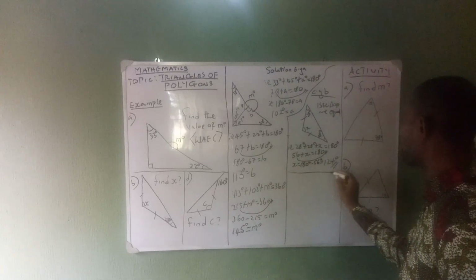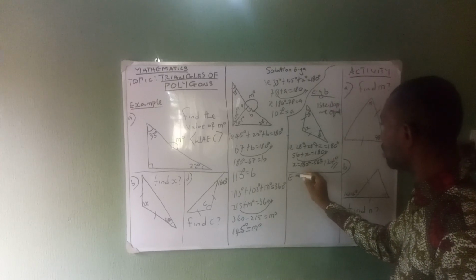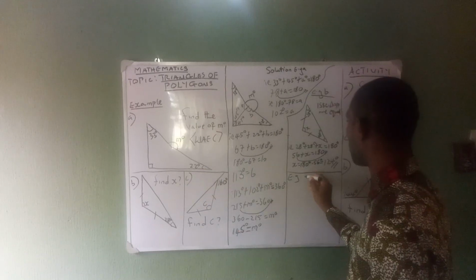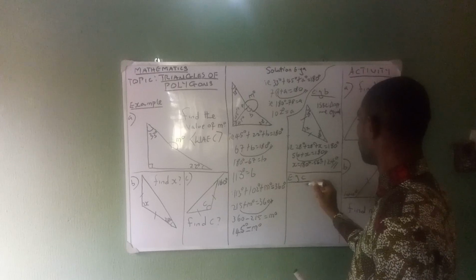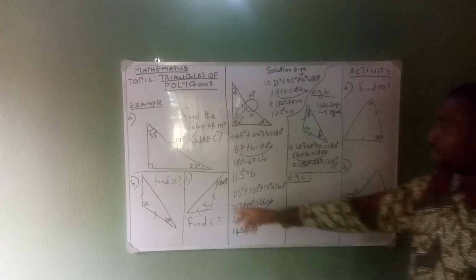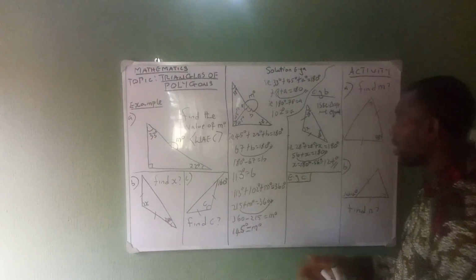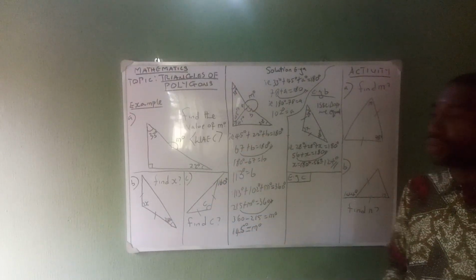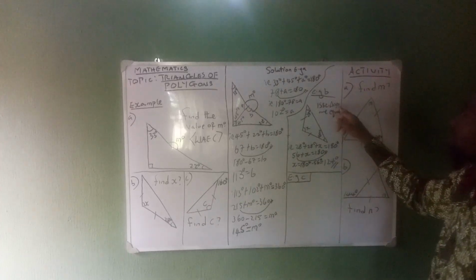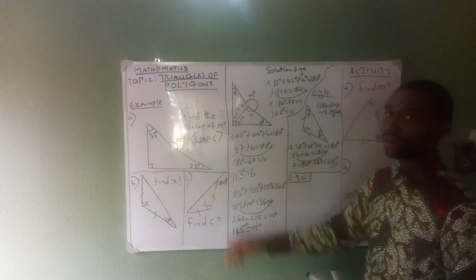Now for example C. In order for us to solve example C, look at this. We are asked to find C degrees. To find this, the sum of angles on a straight line is 180 degrees. If this is an isosceles triangle, remember that in an isosceles triangle the opposite angles are equal. That is, this angle and this angle are equal to each other.